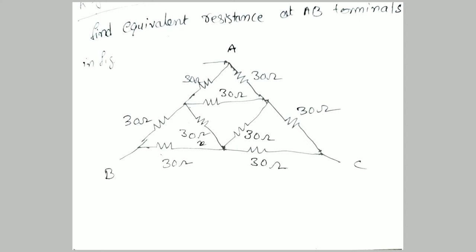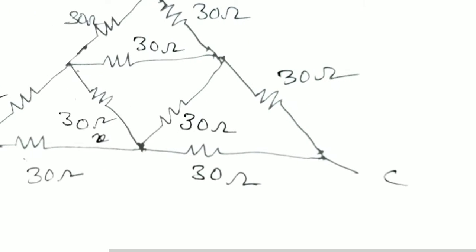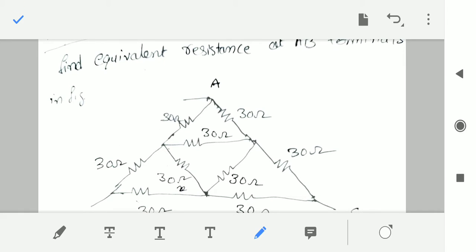In order to go for star to delta transformation, as the question says to find the equivalent resistance between AB terminals, I can neglect this C terminal. If I neglect this C terminal, what happens? This 30 ohm and 30 ohm, these two resistances will become in series.